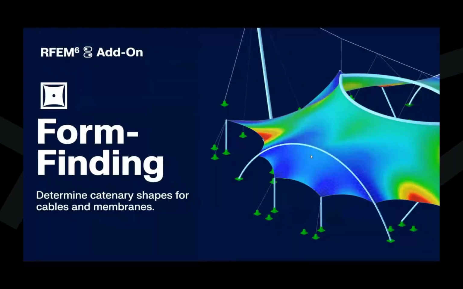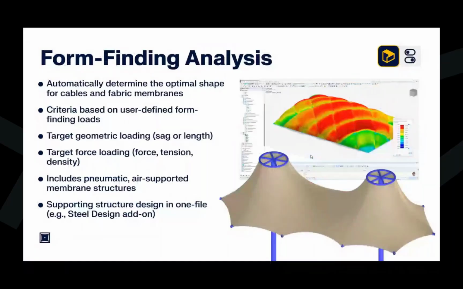So another niche market that we offer is the form finding analysis. This allows us to determine the catenary shapes for cables and for fabric membranes. Within RFEM, we have the ability to model a cable element as a completely straight member, or we can model a fabric membrane as a flat surface, as a standard surface.